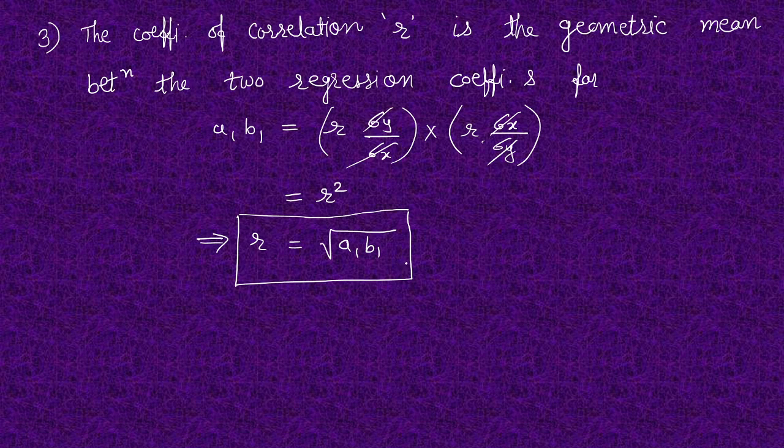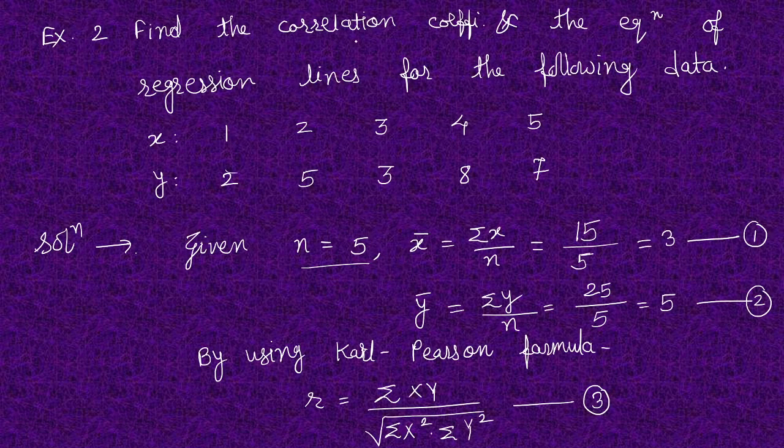Now we discuss an example on this. Find the correlation coefficient and lines of regression for the given data. Here X and Y pairs are 5, therefore n value equal to 5. X bar is summation of all x values upon n, its value equal to 3. Y bar is 5. Because these 3 and 5, x bar and y bar, are not in decimal, therefore we can apply here Karl Pearson formula.